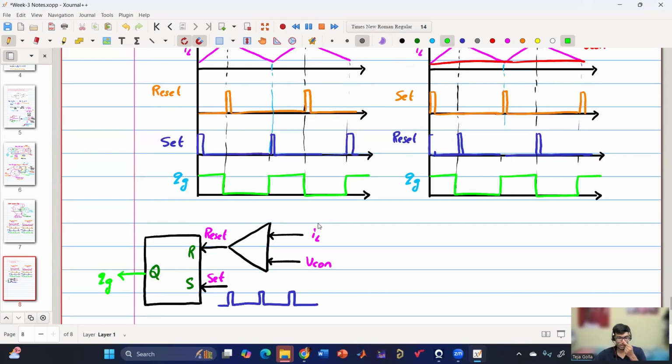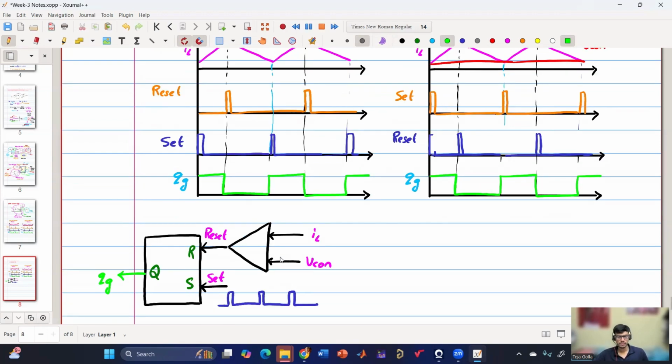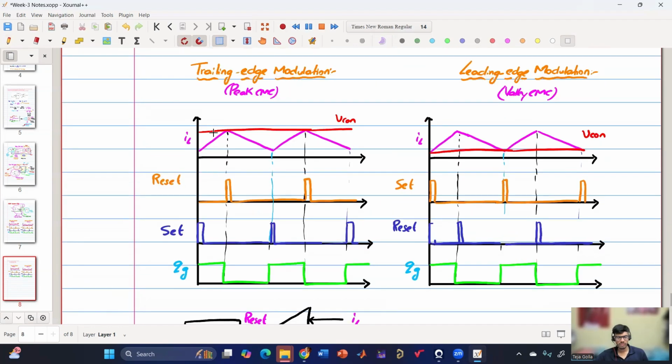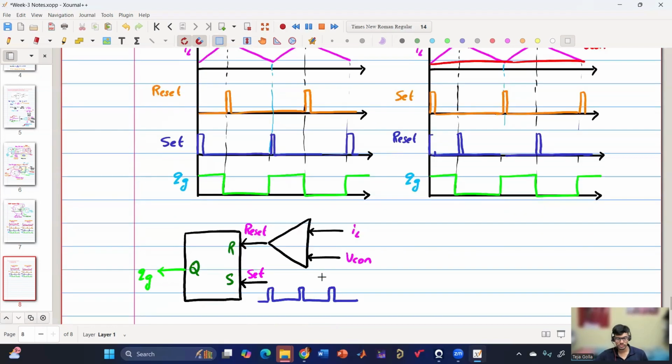So now, can any one of you tell whether IL will be positive or VCon will be positive for the comparator? Because whenever IL is crossing VCon, whenever IL is going above VCon, then we are getting the reset pulse, right? So whenever IL is above VCon, reset is high. So will IL be positive or VCon? IL, very good. So IL will be plus and VCon is minus.